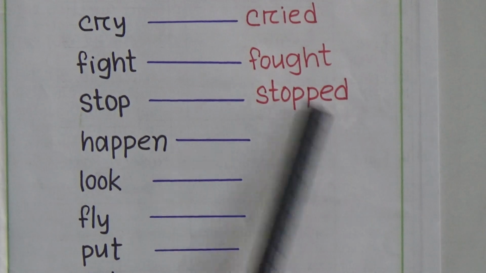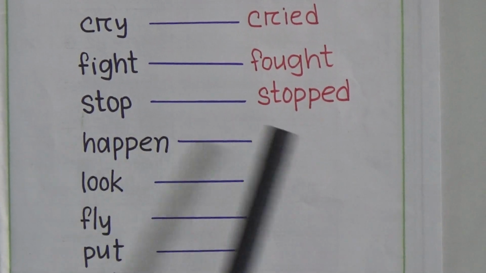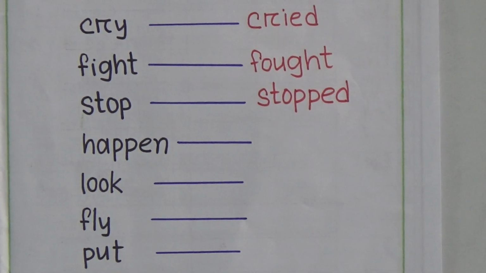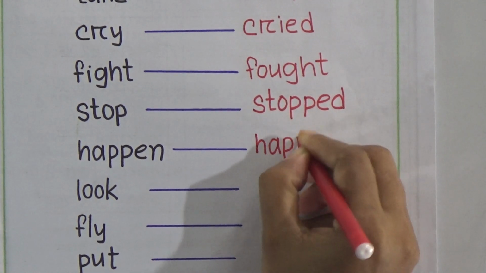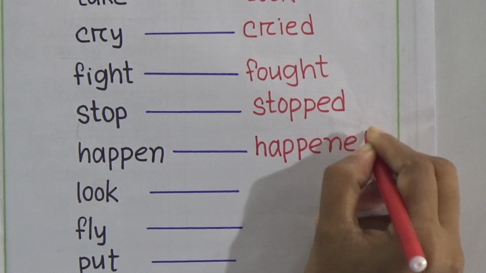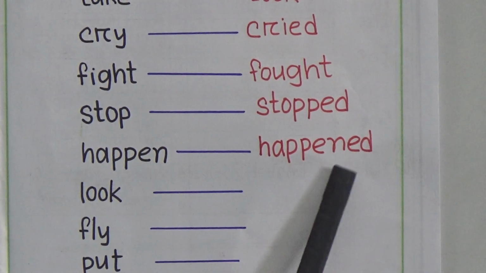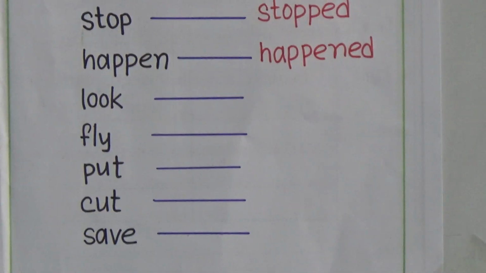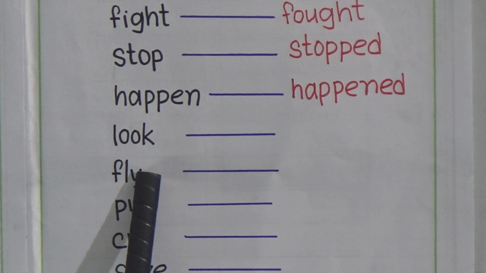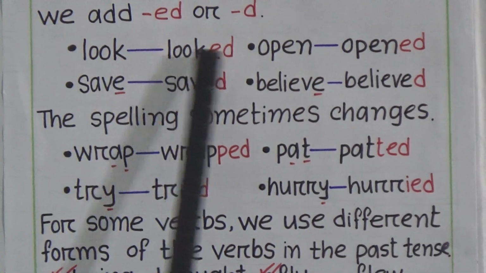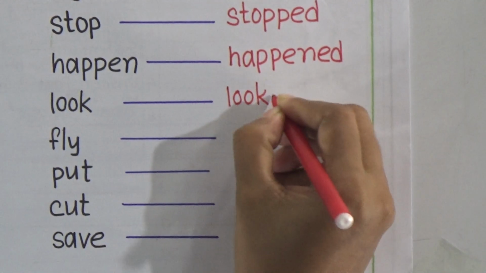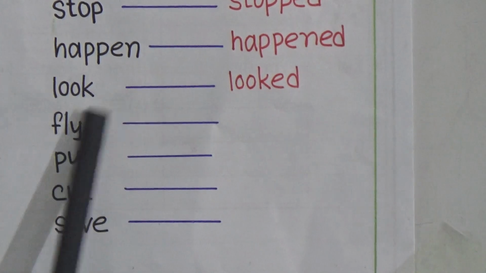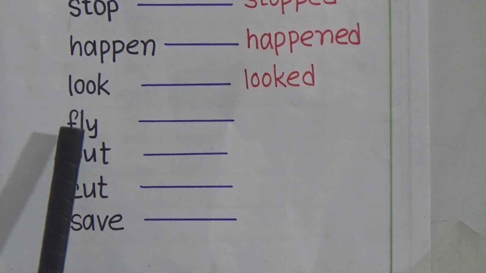Stop, stopped. Next, happen. Happen will be happened. We have to use ed at the end of the word. So the spelling is H-A-P-P-E-N-E-D. Simply we add ed at the end of the word. Now look. Look will be looked. Here we find the words look, looked, open, opened. We add ed. So look will be looked. L-O-O-K-E-D. Looked.